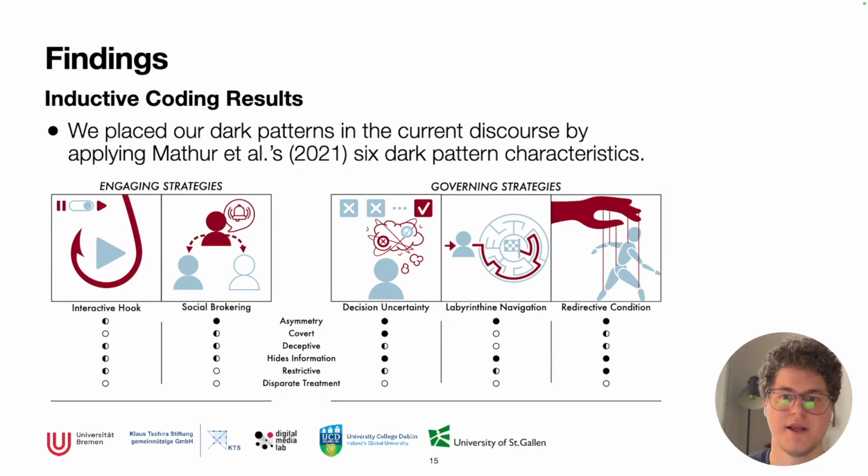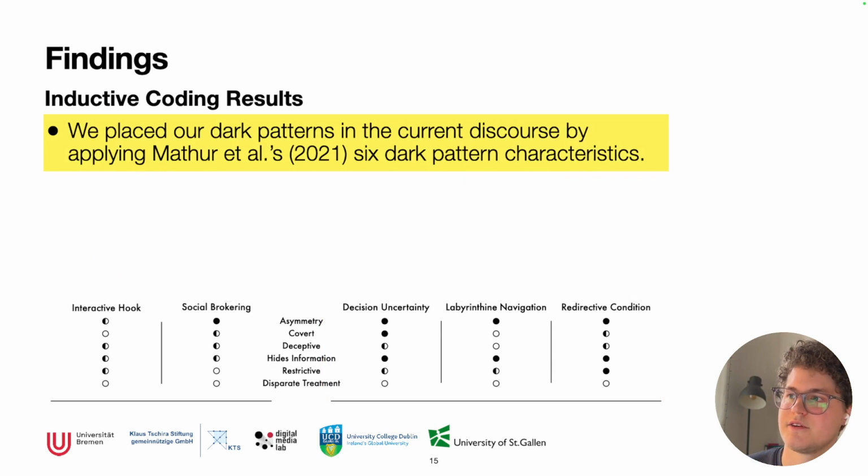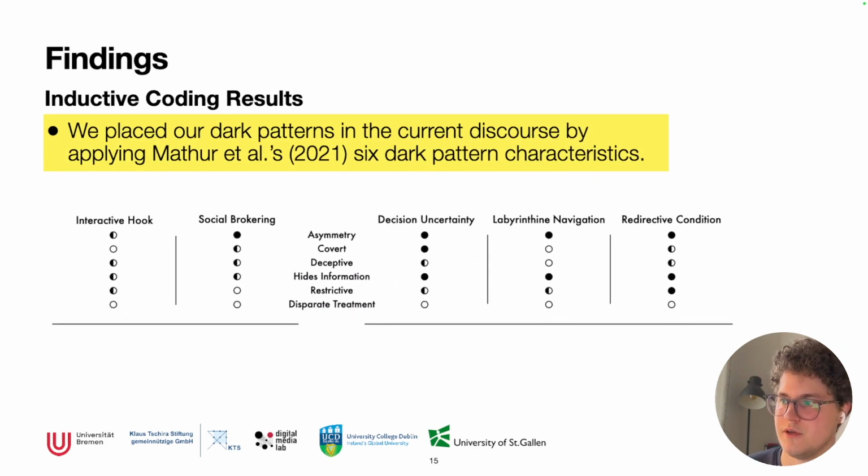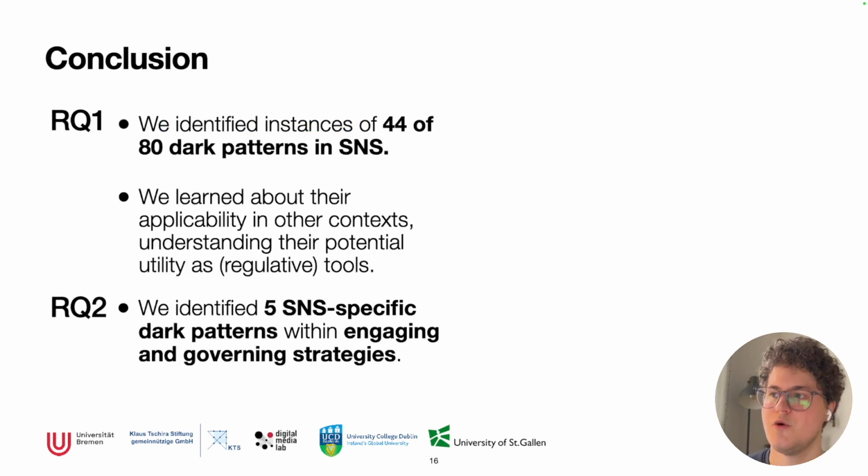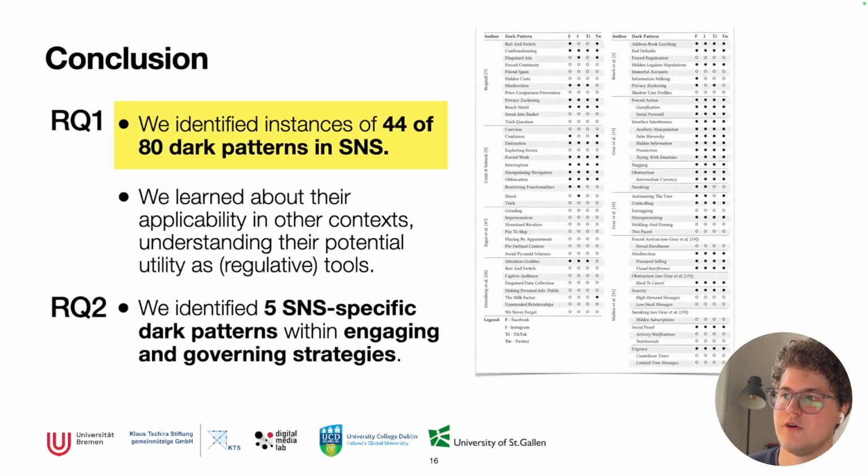As a last step to place our work in the ongoing discourse, we assigned our dark patterns to the 6 characteristics proposed by Mathur et al. We hope that this will enable future work to utilize all dark patterns and the strategies to work in and outside their scope. In conclusion, we identified instances of 44 of the 80 considered dark patterns in SNS.